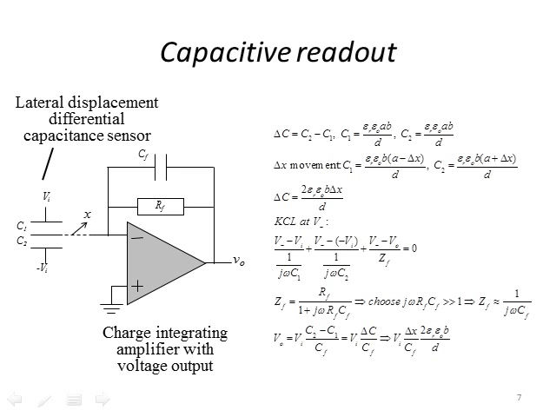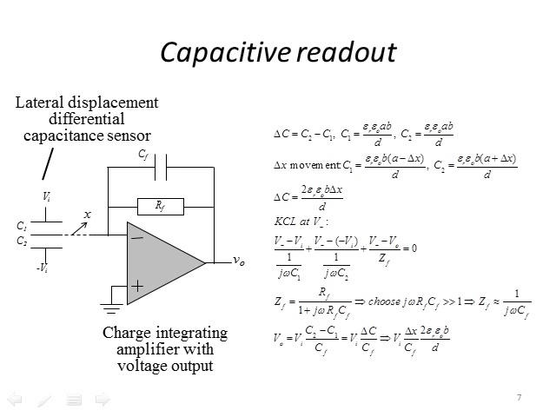Let's do an example of reading out the capacitance of one of these capacitive base sensors using a capacitive readout circuit that's shown on the left-hand side of this slide. In this case, we will work on a lateral displacement differential capacitance sensor, which is located on the left of the circuit diagram. And on the right, we have a charge integrating amplifier with voltage output.